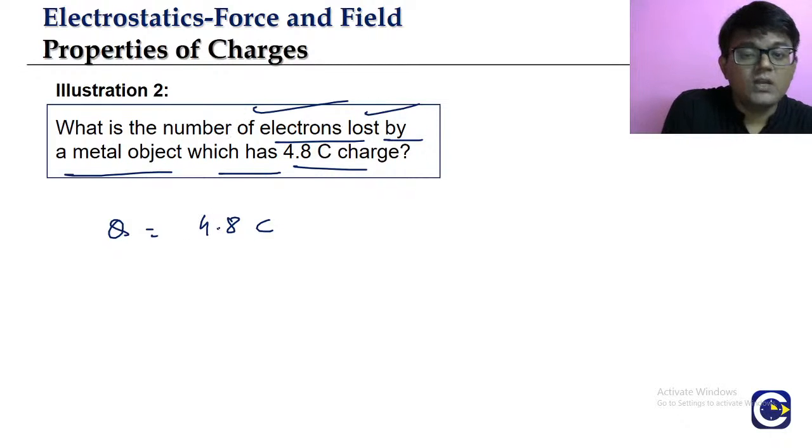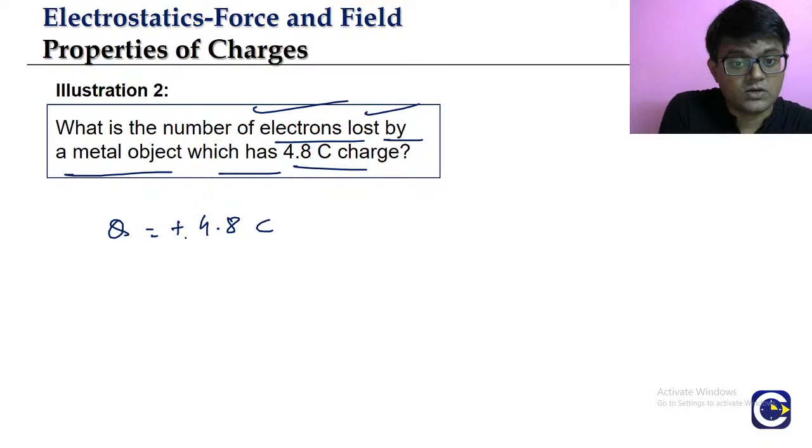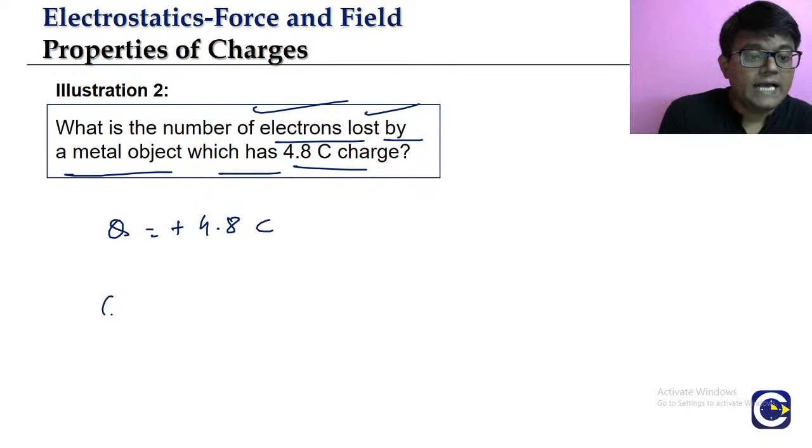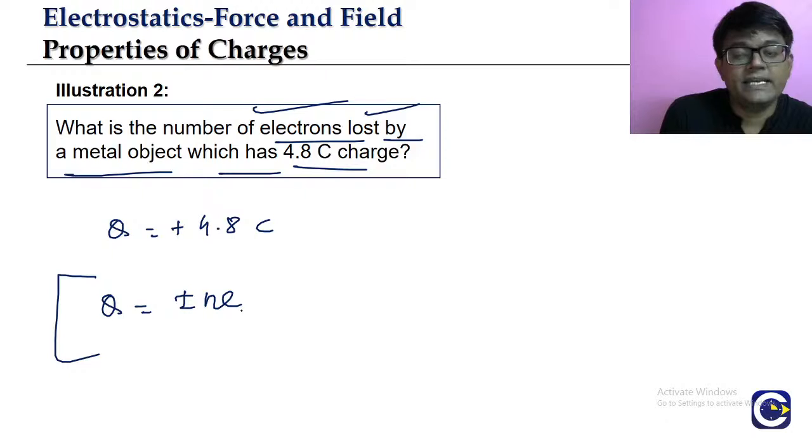இங்க பாருங்க, 4.8 coulombs ன்னு சொன்னா this is the positive charge. Positive charge எப்போ வரும்? When that object is losing electrons. So as per the charge quantization, what is the formula? Charge on any object will be equal to plus or minus n into e.